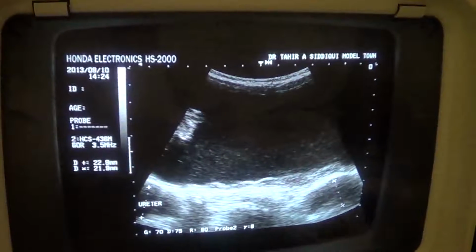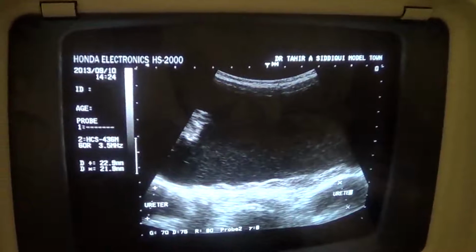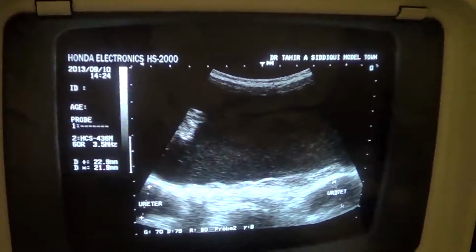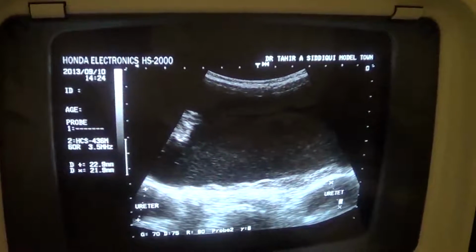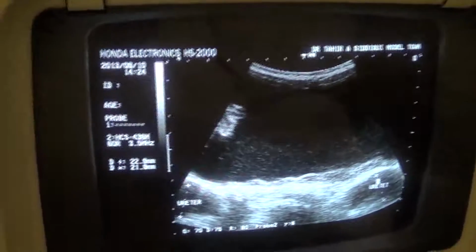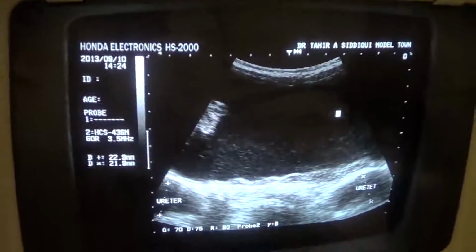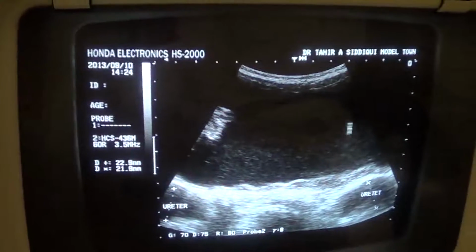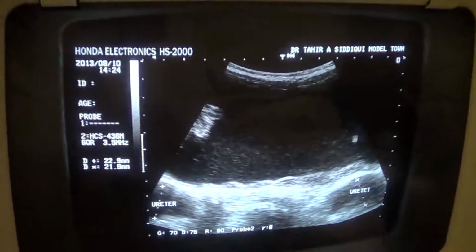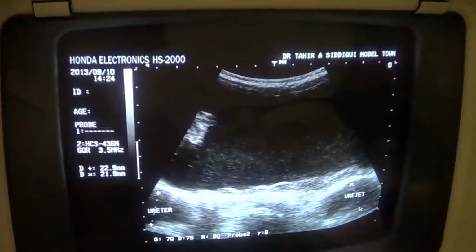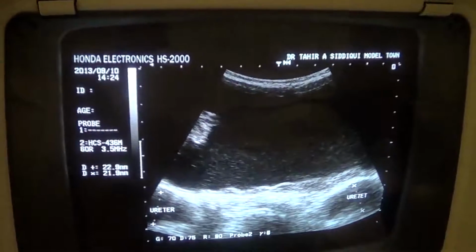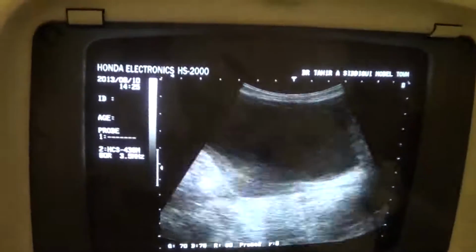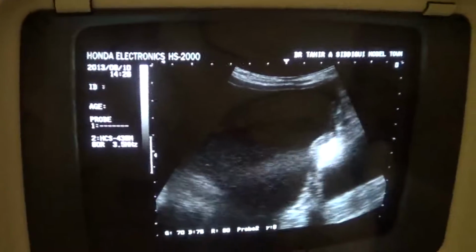This is the left ureter, and see the degree of dilation. The right ureter is dilated up to 22 mm, and the left ureter is dilated up to 21 millimeters. And this is the dilated pelvis of the kidney, and it can also be representative of a distended bladder. We can't rule out that possibility.